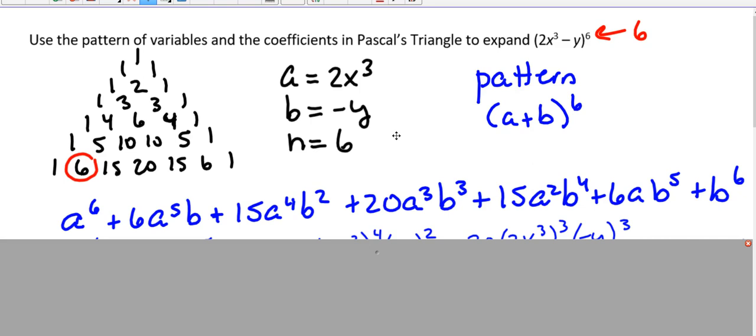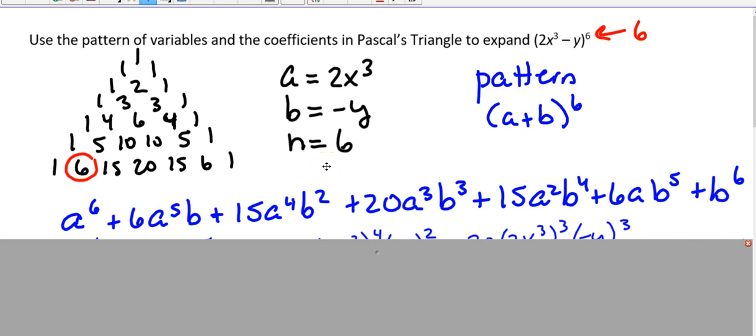A to the sixth plus 6a to the fifth b plus 15a to the fourth b squared plus 20a to the third b to the third plus 15a squared b to the fourth plus 6ab to the fifth plus b to the sixth. Notice the coefficients correspond to the numbers in the row of Pascal's triangle and how the exponents have decreasing values for a and increasing values for b.